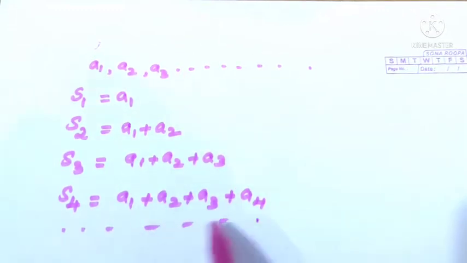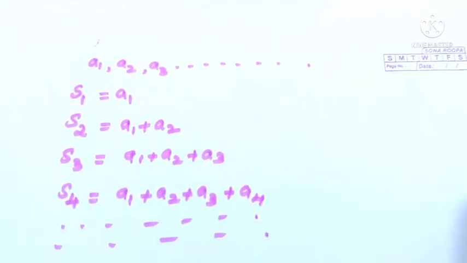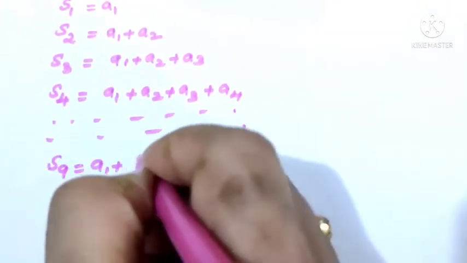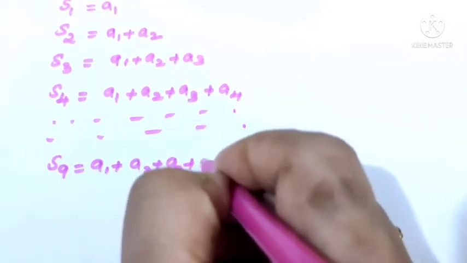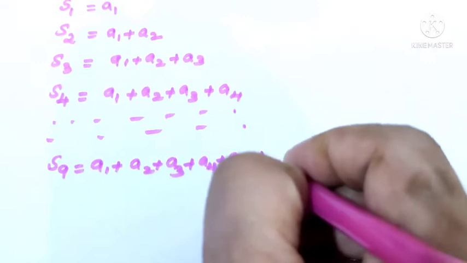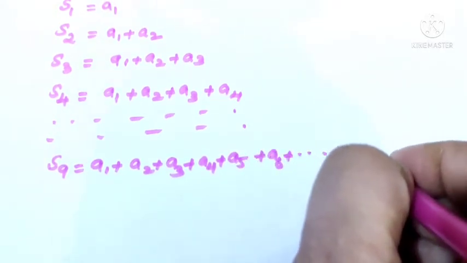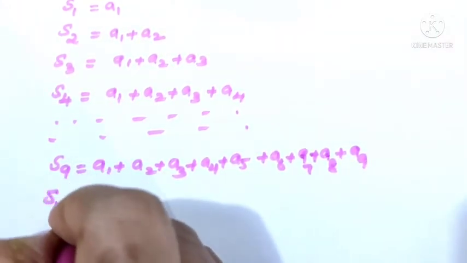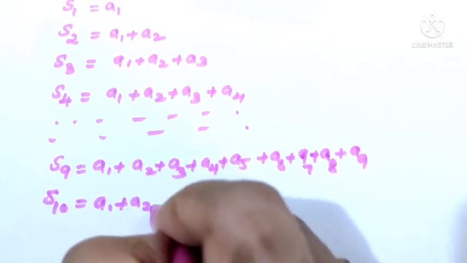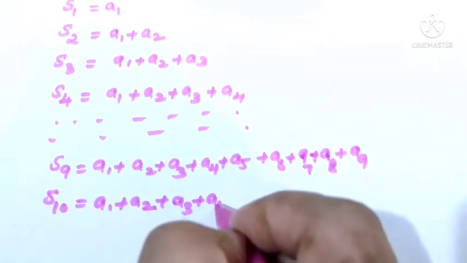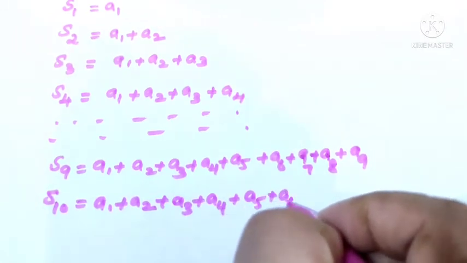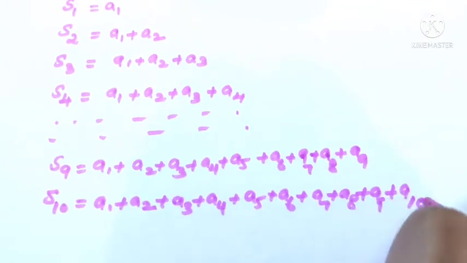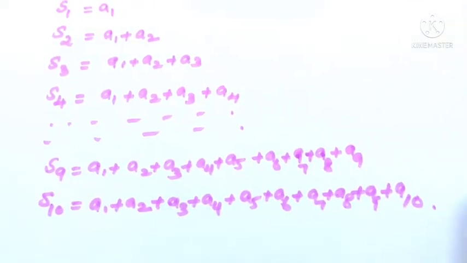Now I am writing here S9. S9 means what is the sum? First 9 terms. S9 equal to a1 plus a2 plus a3 plus a4 plus a5 plus a6 plus etc. plus a9, a7, a8 also I'll write. Okay. Next S10, a1 plus a2 plus a3 plus a4, a5, a6, a7, a8, then a9, then a10. So we got the first 10 terms sum respectively.